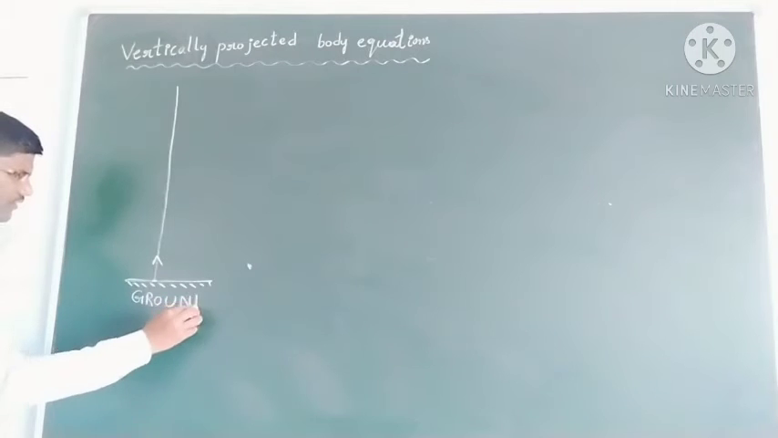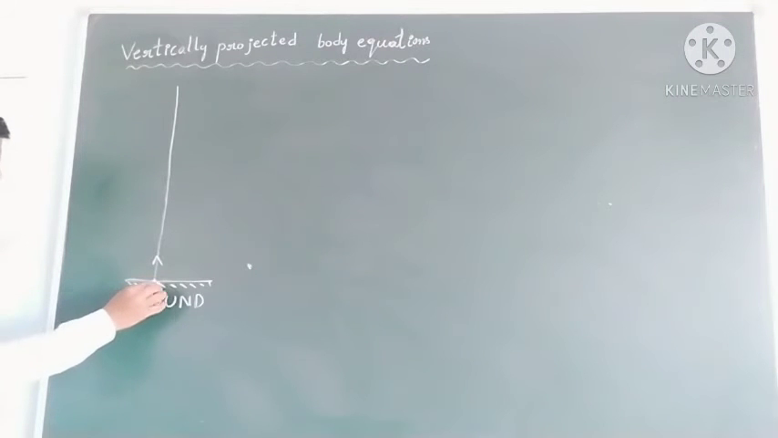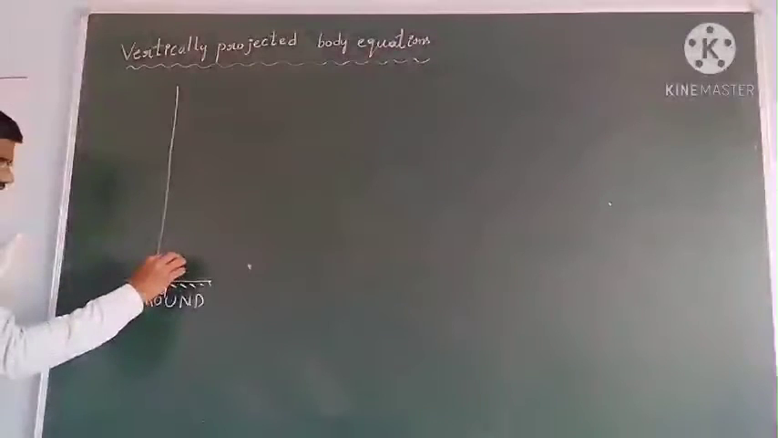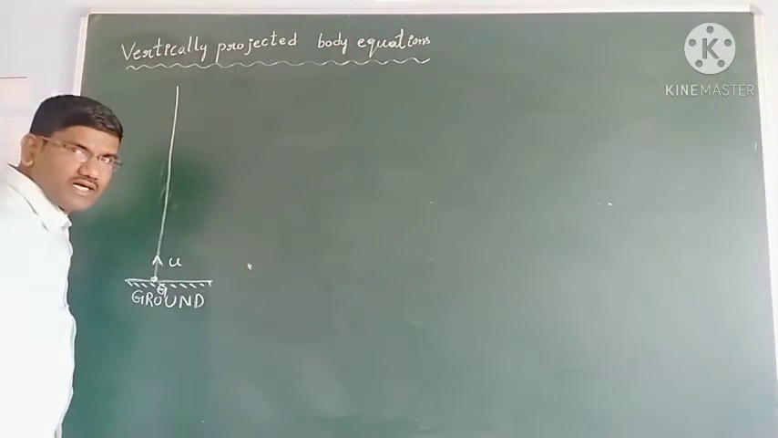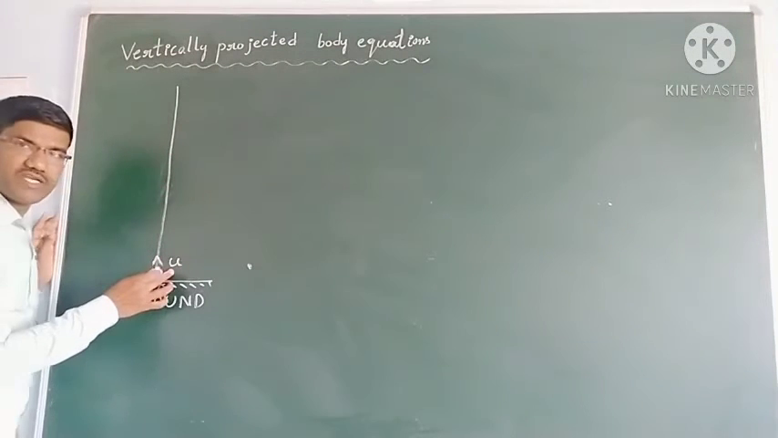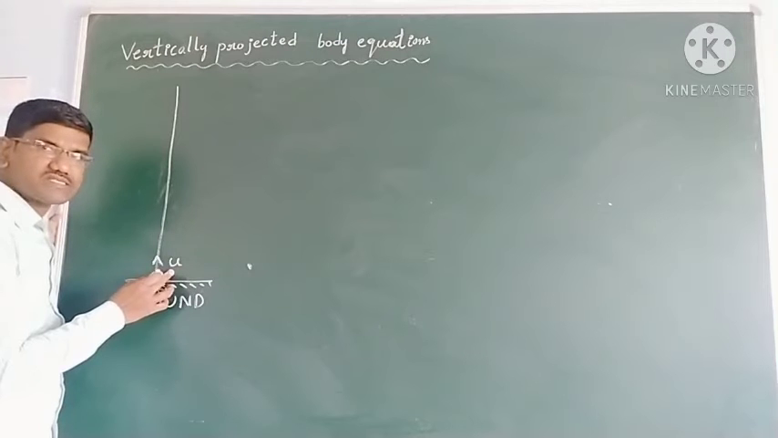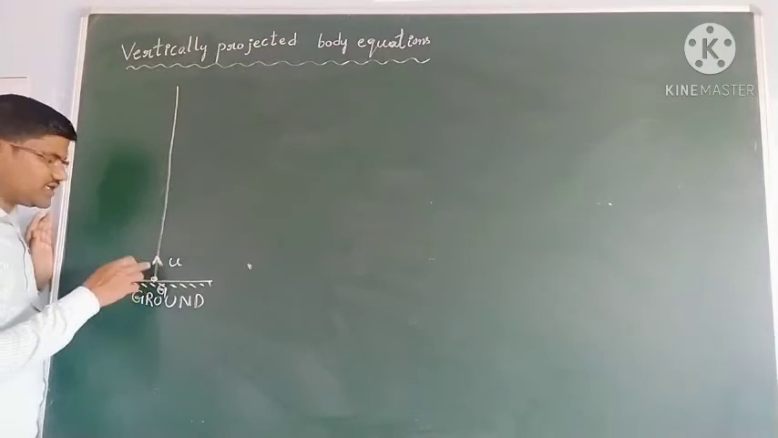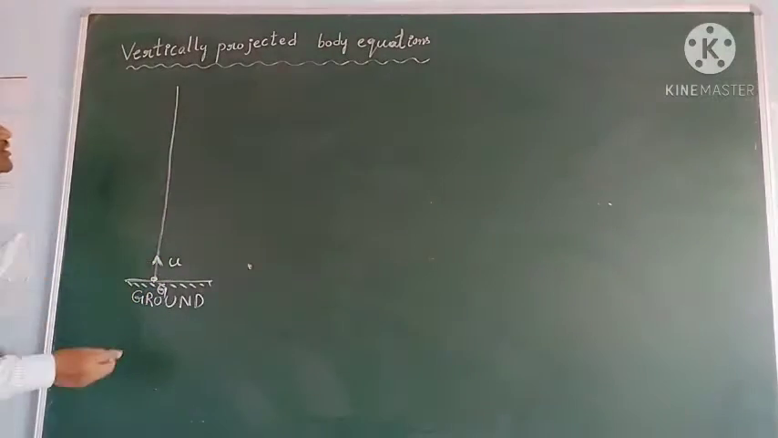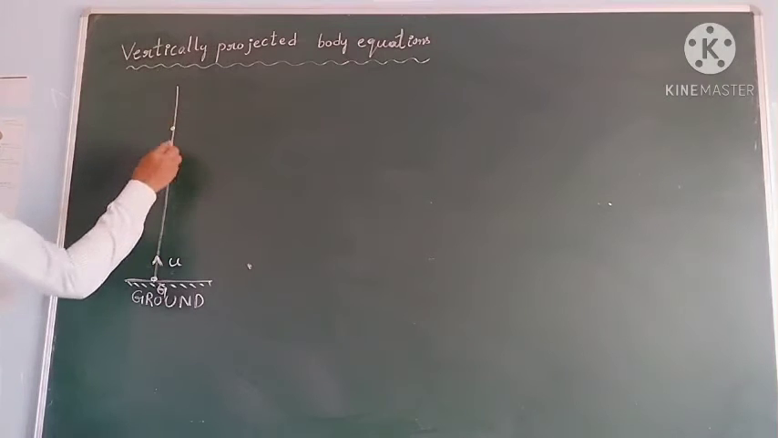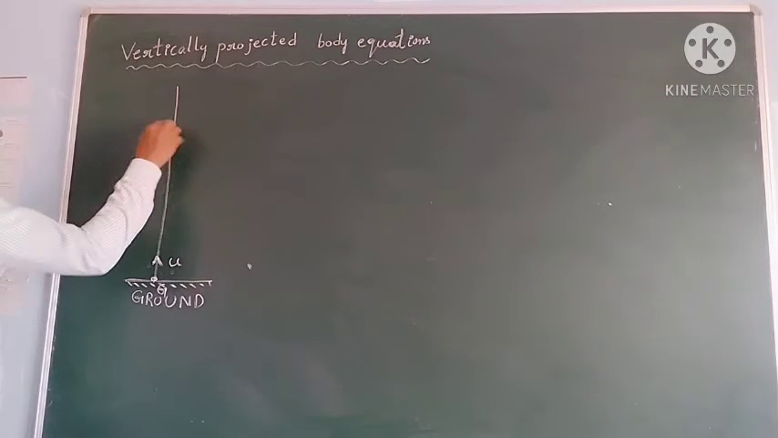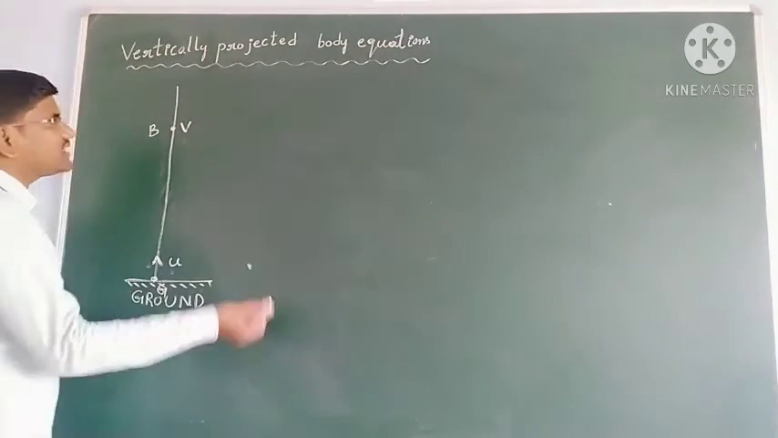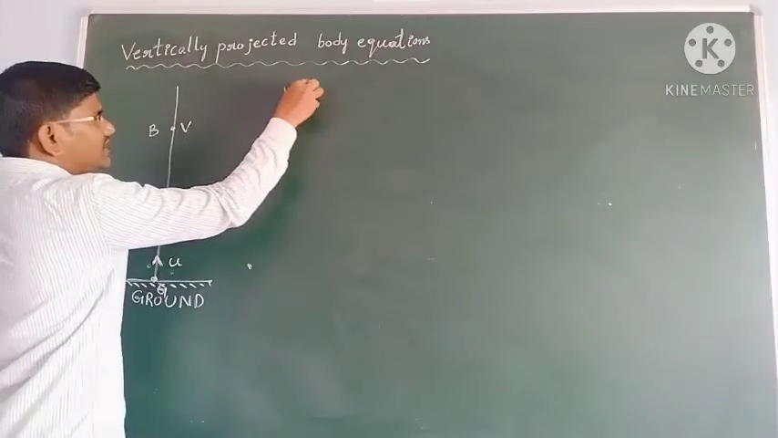So this is the ground, and from the ground, that is from the point G, an object is projected upward with an initial velocity u. And we know that as the object is going upward, its velocity goes on decreasing, since it is moving against the earth's attractive force. So let us consider that it has reached point B, and here its velocity is v, and we know that v is less than u.